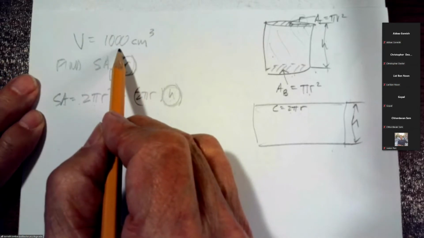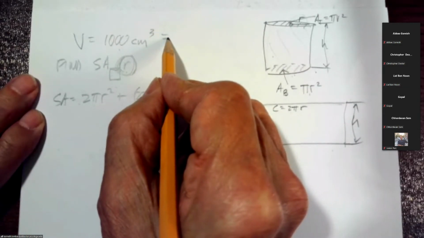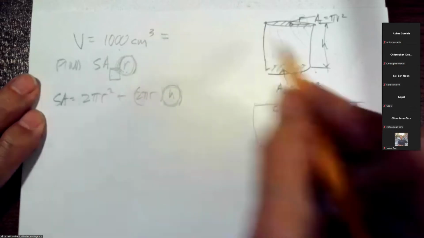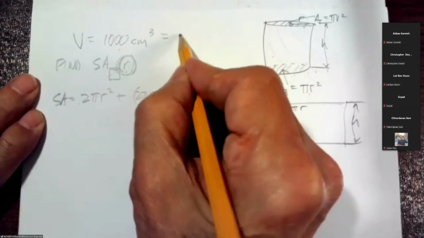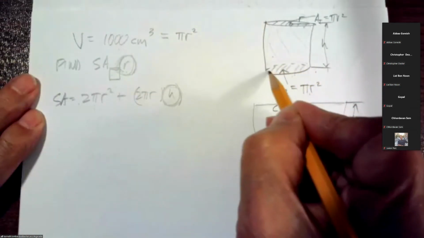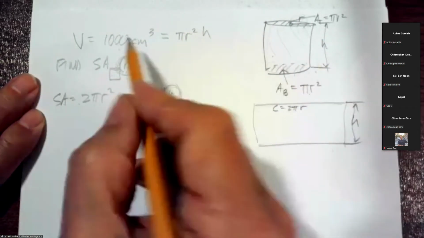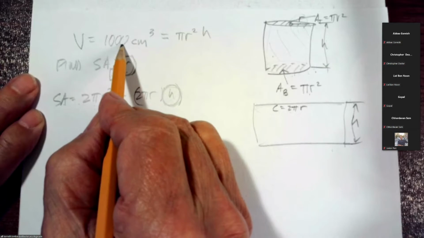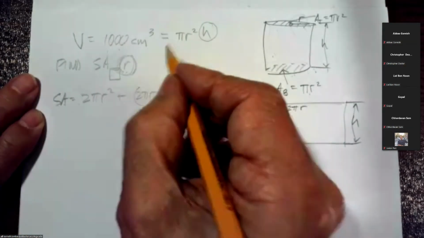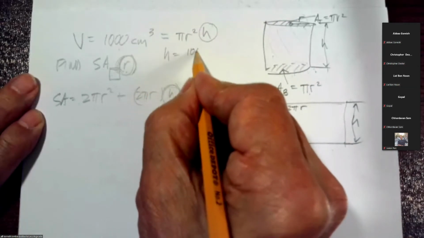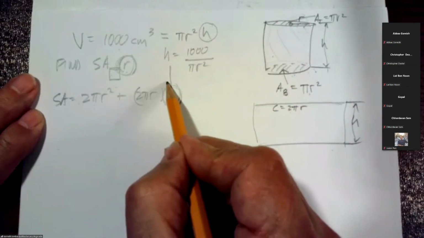We're given the volume. And the volume, if we looked at the equation for the volume, that's the base times height, isn't it? Where base is pi r squared, that's this. Then height is this value. And we know that's equal to 1,000. So we can solve this for h, can't we? And we get h equals 1,000 divided by pi r squared, right? Which we can substitute here.